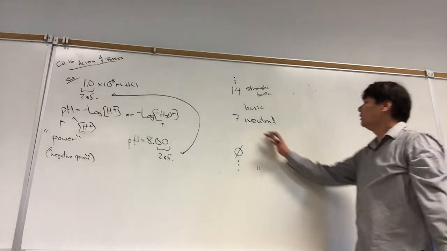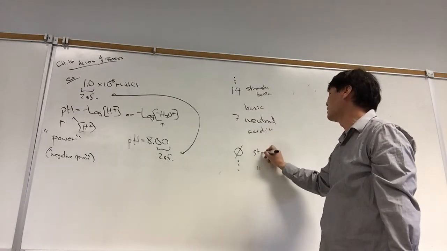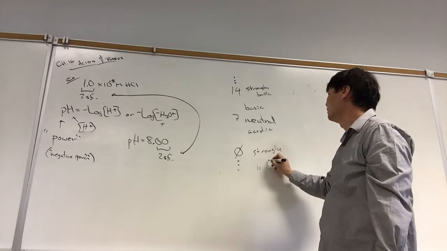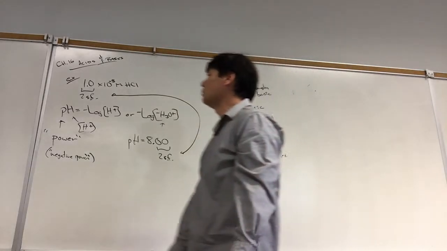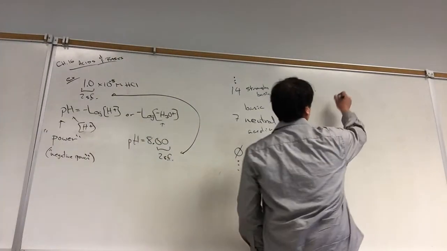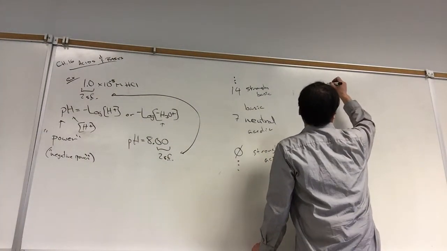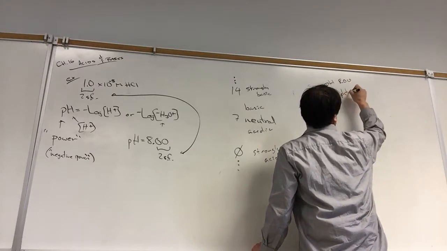All right, so if we go less than 7, it becomes acidic, and then strongly acidic. And so how would you classify 1.0 times 10 to the minus 8 molar HCl? Slightly basic. So we just got pH. Yeah, and so a pH of 8.00 is slightly basic.